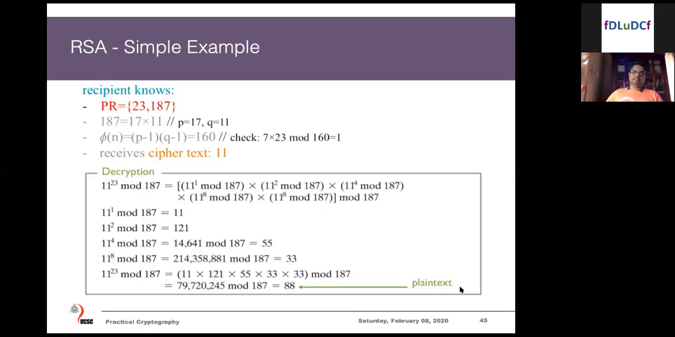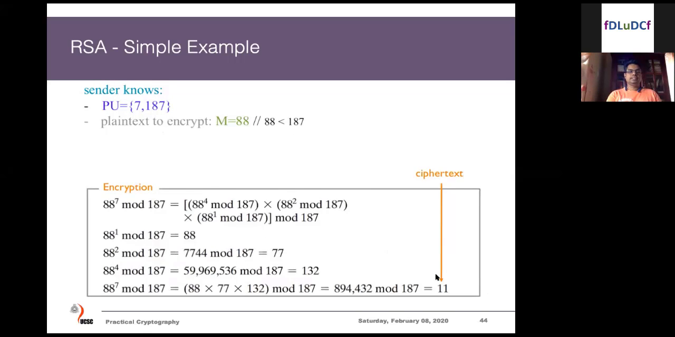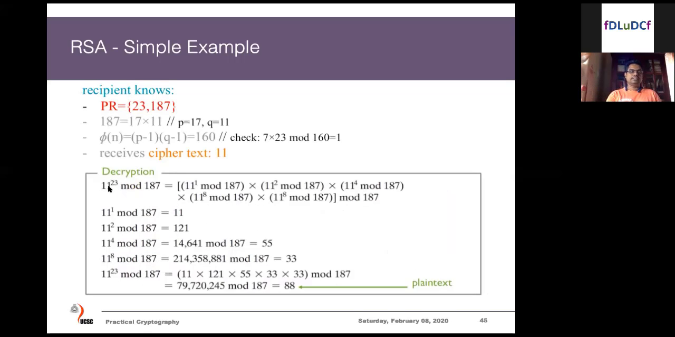How do I decrypt it? In order to decrypt, we need to calculate ciphertext to the power of private key modulo n. What is my ciphertext? 11. So then I have to calculate 11 to the power of private key modulo n. So we can simplify this calculation like that. After doing this calculation, you can see we end up with 88.